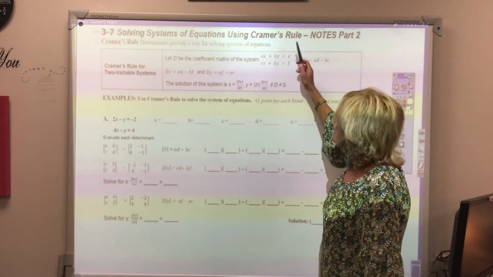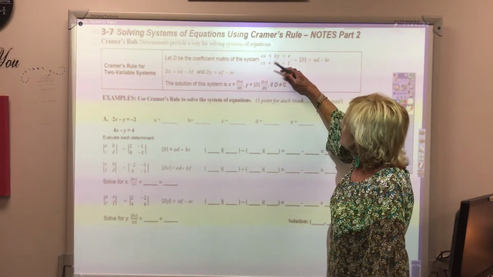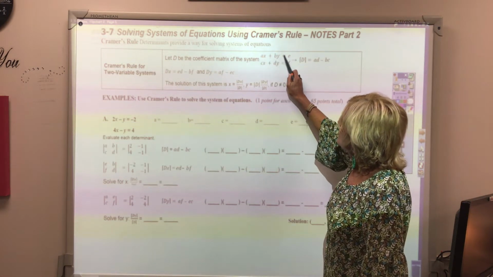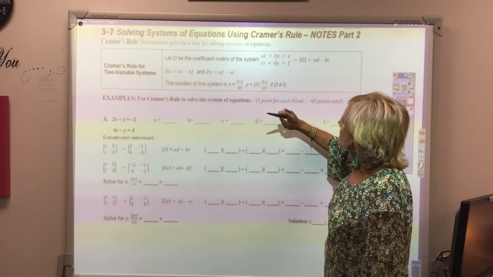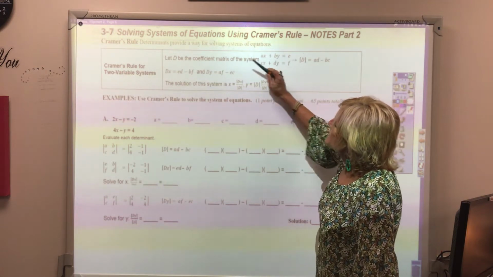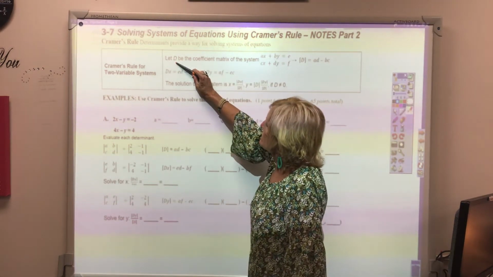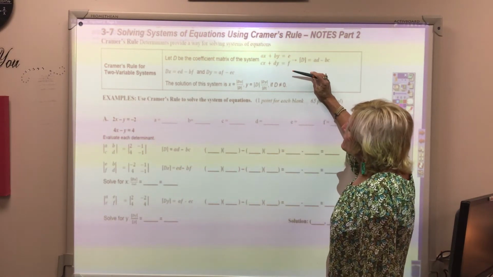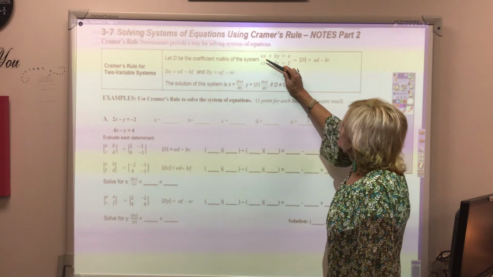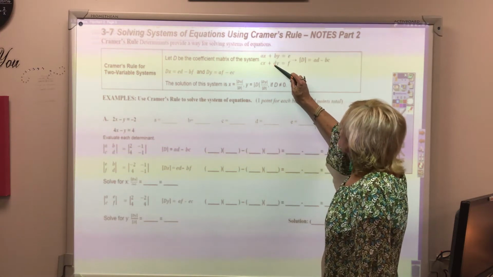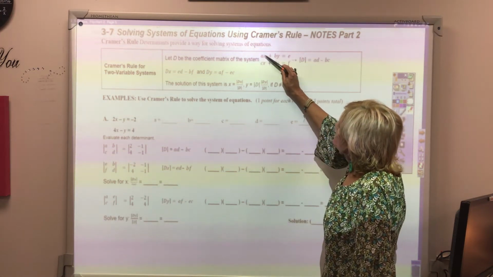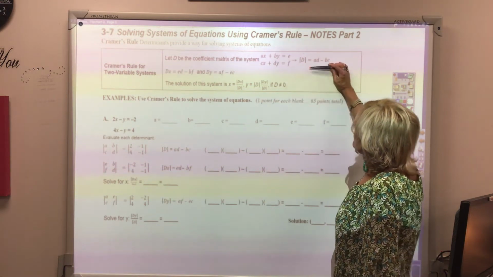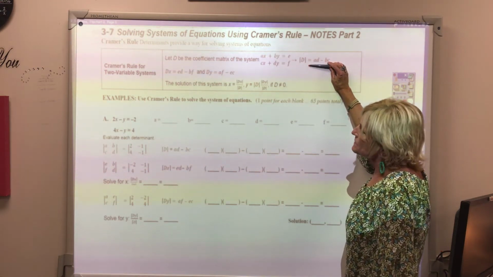You've got a system of equations and we're replacing the numbers with letters, so you can see the formula. To find the determinant, represented by a capital D, of the coefficient matrix, that would be A, B, C, D, you take A times D minus B times C. That will give you the main determinant.